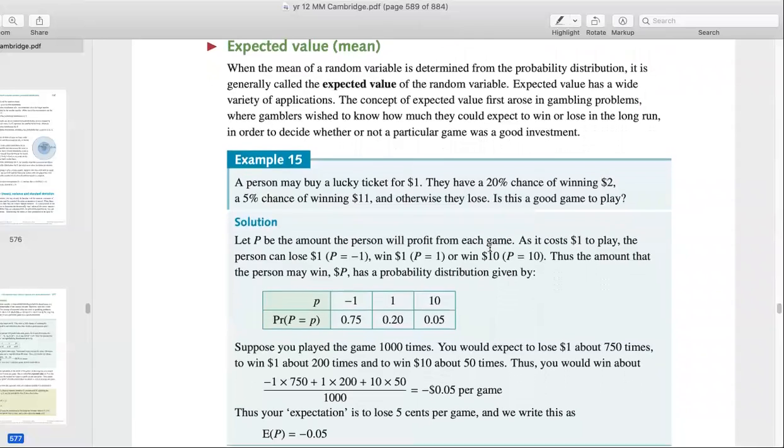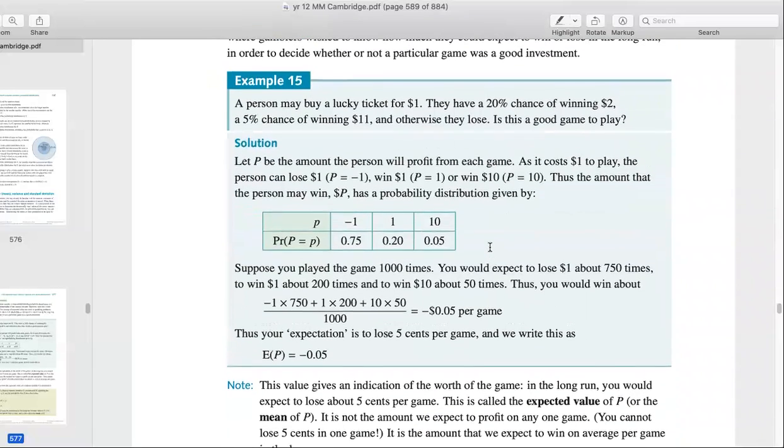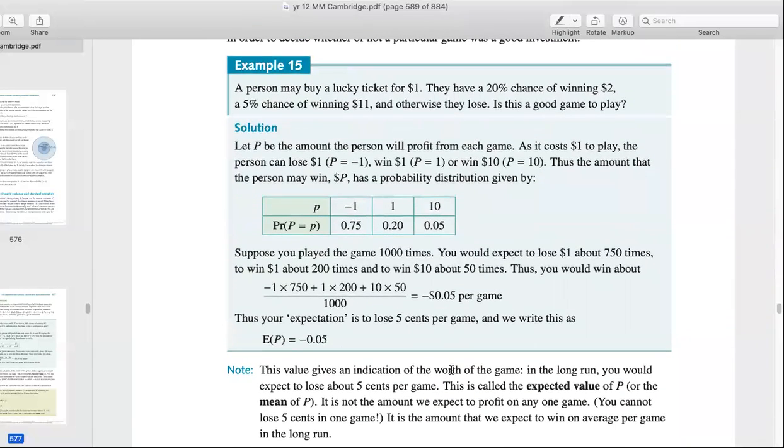So the expected value basically tells us it's not the amount we expect to profit for any one game. It is the amount that we expect to win on average per game in the long run. Which means if the expected value is positive, it's a good thing, and if the expected value is negative, it's a really bad thing. Once you look at example 15, you're going to know what I'm talking about.